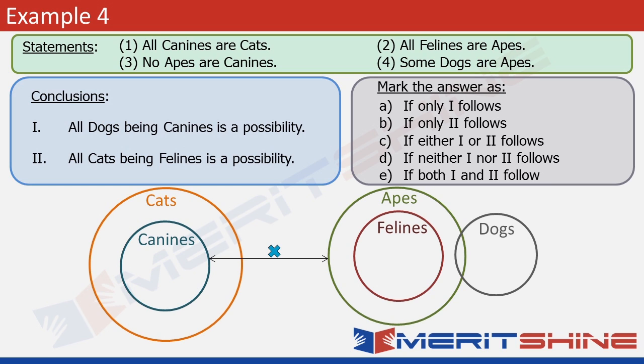So these dogs that are apes cannot be canines. So it means that all the dogs cannot be canines. So this conclusion is false. It does not follow. Look at number 2 now.